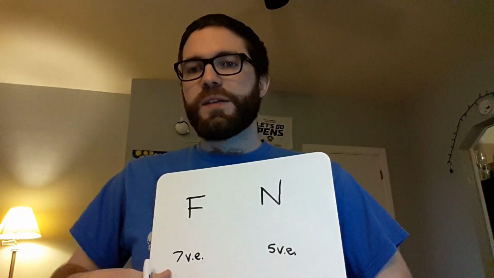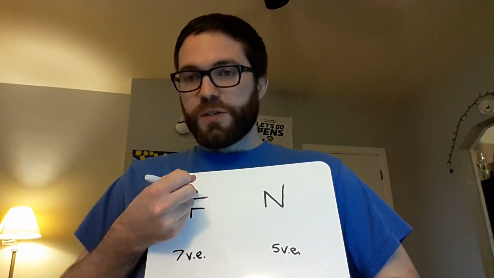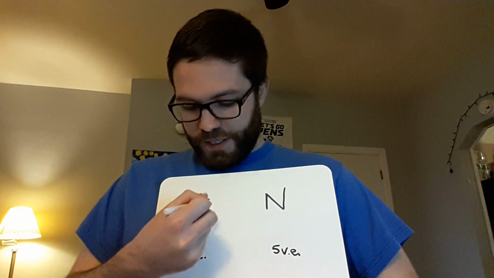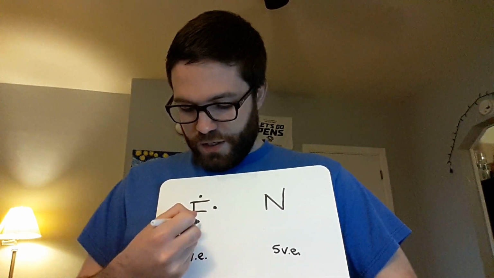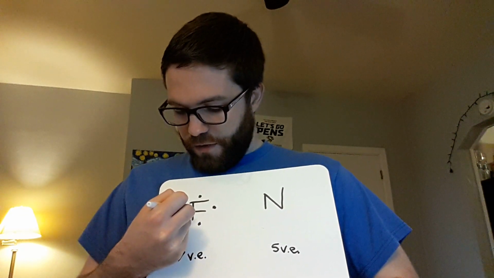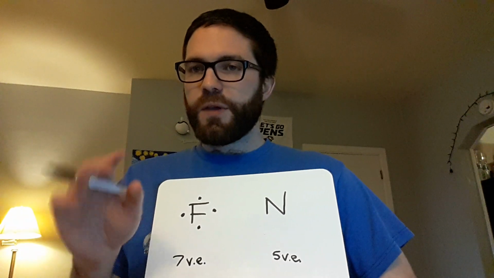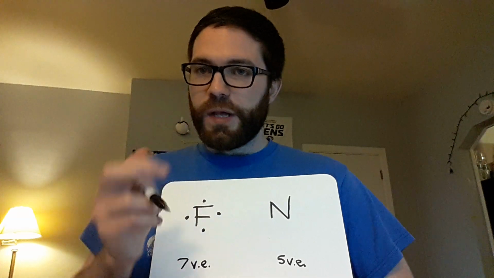So I'm going to try to draw this as best I can. I'm going to take fluorine. I'm going to draw one electron in the north, my second electron in the east, third electron in the south, fourth electron in the west. Now, I have one electron on each side, but that's okay. I can actually have at least 2 electrons on each side.